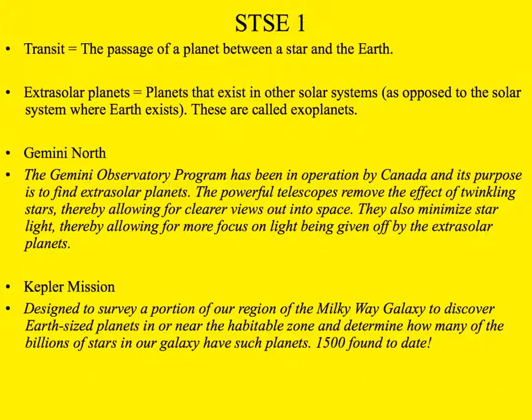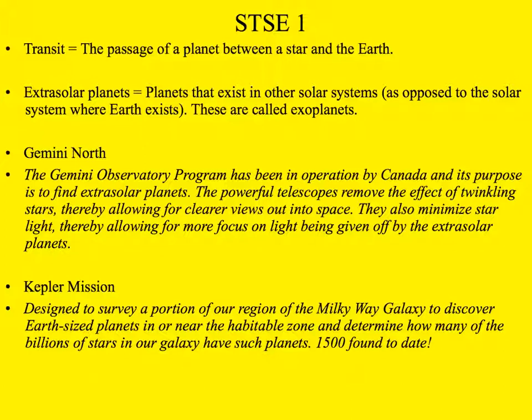The definition of an extrasolar planet would be a planet that is found outside, extra, of our solar system. There are 2 missions in the world that are of major significance, and one is Gemini North. The Gemini Observatory Program has been in operation by Canada, and its purpose is to find planets that are outside of our solar system. The powerful telescopes remove the effect of twinkling stars, thereby allowing for clearer views out into space. They also minimize starlight, thereby allowing for more focus on light being given off by the extrasolar planets. So that's one cool thing that's going on.